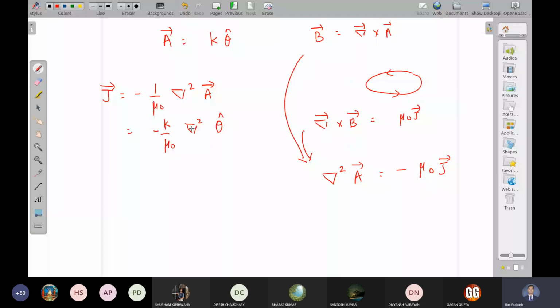Now, how will you solve this one? इसको कैसे solve करेंगे? Anyone? Or this is actually this. Del dot del theta k. So how will you solve this part? इसको कैसे solve करना है?